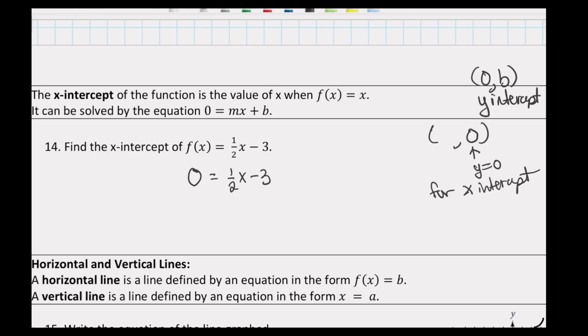Add 3. Multiply by 2. For this problem, my x-intercept is 6, 0. So if I were to graph this, I know the y-intercept is negative 3. I know the x-intercept is 6, 0. That would be enough for me to have a decent graph. Okay.